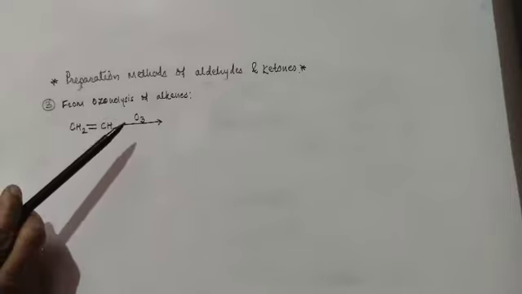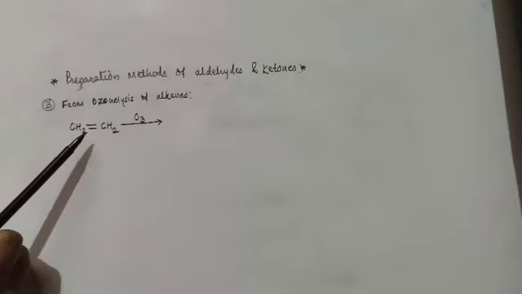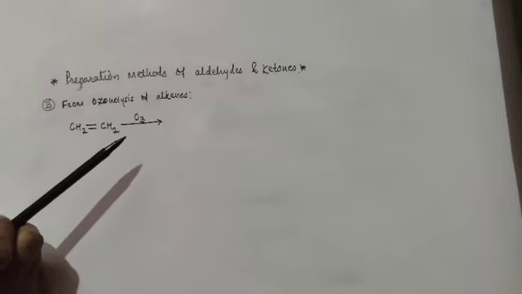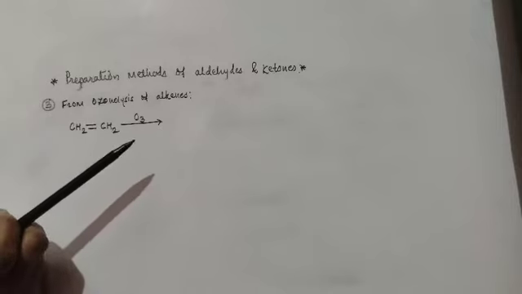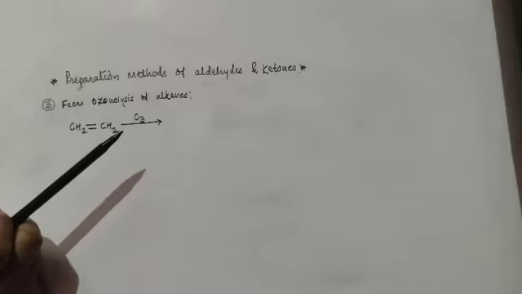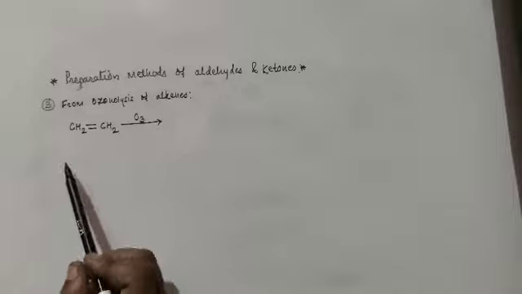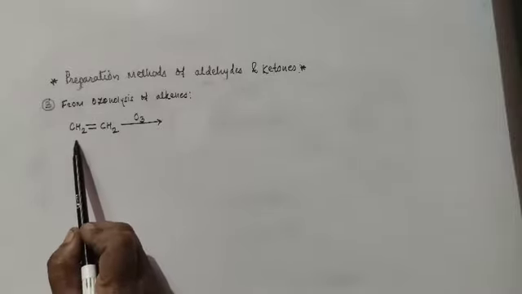Ozonolysis is nothing but just addition of ozone across the double bond in alkene to form ozonoid, and this ozonoid on treatment with zinc and water gives the corresponding aldehyde or ketone. Let us see the reaction. In case of CH2=CH2, the name of this compound is ethene.